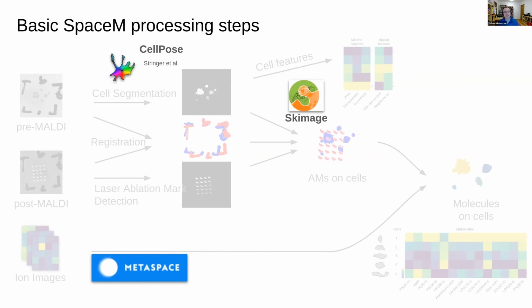How do we implement this? I'll go into a few of the other details later, but for cell segmentation, we just now use Cellpose, which is from Janelia, so thank you very much. It simplifies our life tremendously. For the cell features, we just use scikit-image regionprops, so that also makes things very simple once we have the segmentation. And the annotations we get from METASPACE, as Theo mentioned.